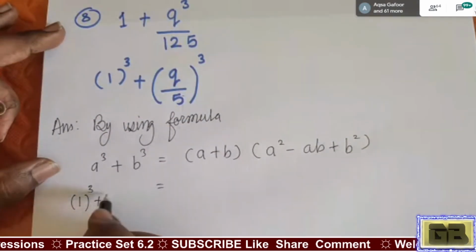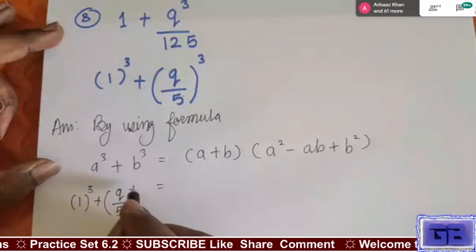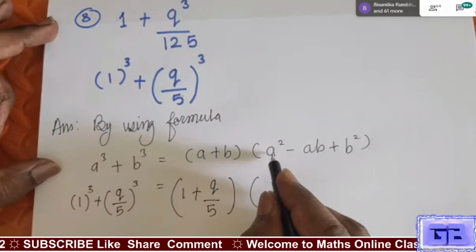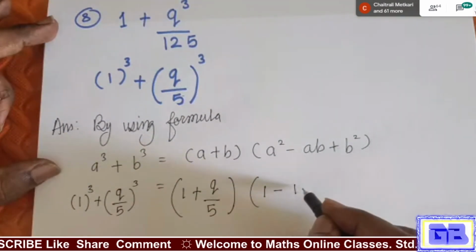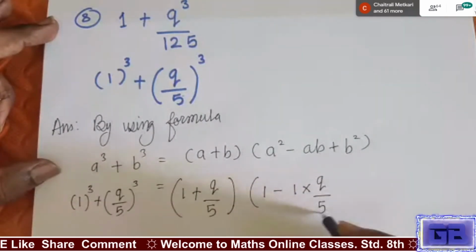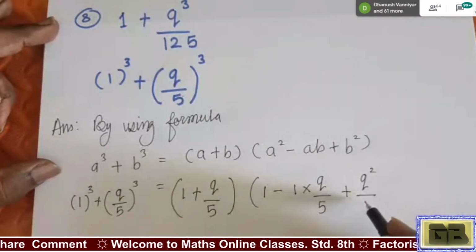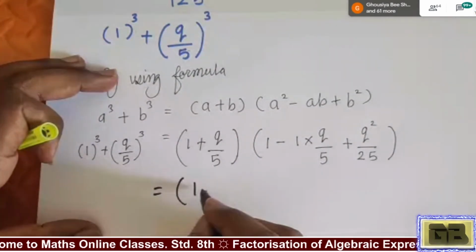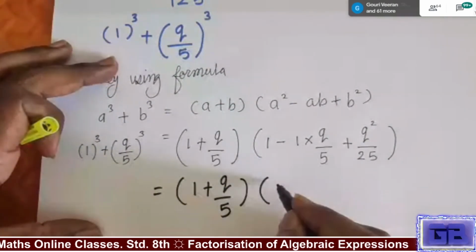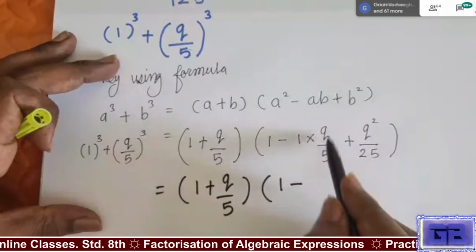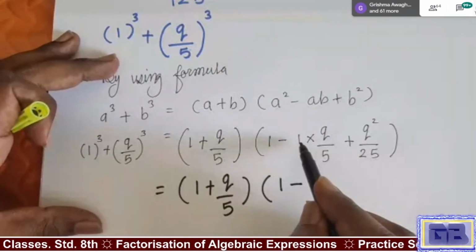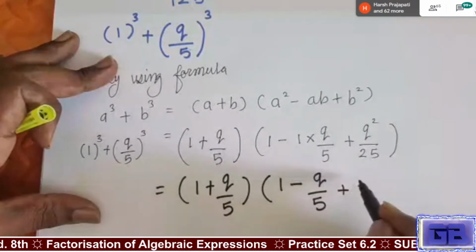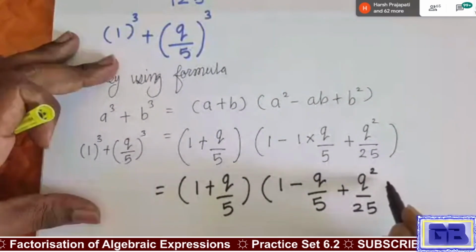Cube of 1, in the second bracket q upon 5 raised to 3. 1 plus q by 5. Square of 1 is 1, minus 1 into q by 5, plus q square upon square of 5 is 25. And finally, in the first bracket 1 plus q by 5, and here 1 minus any number, any fraction, any term multiplied with 1 gets the same number, q by 5 plus q square upon 25.